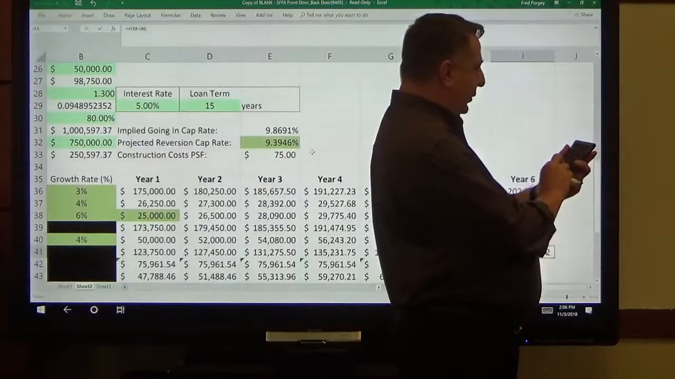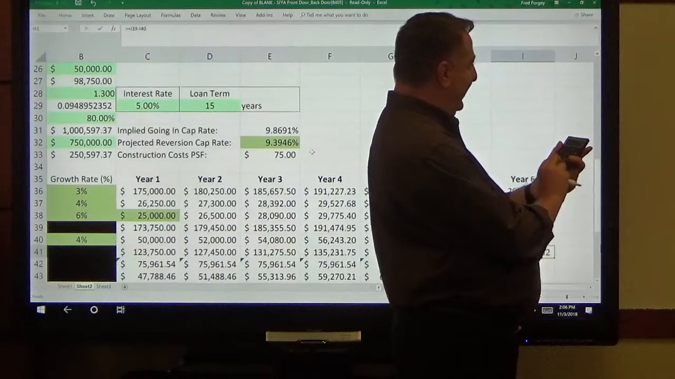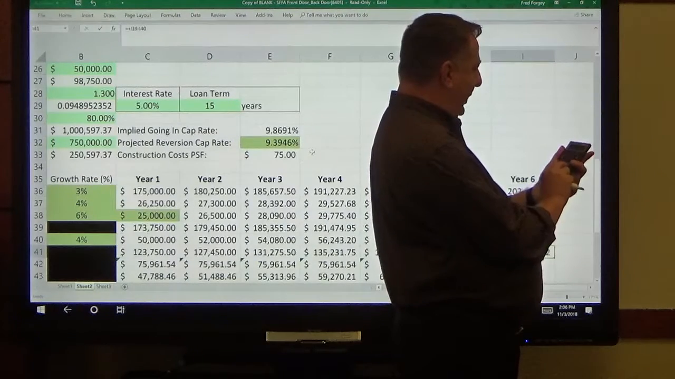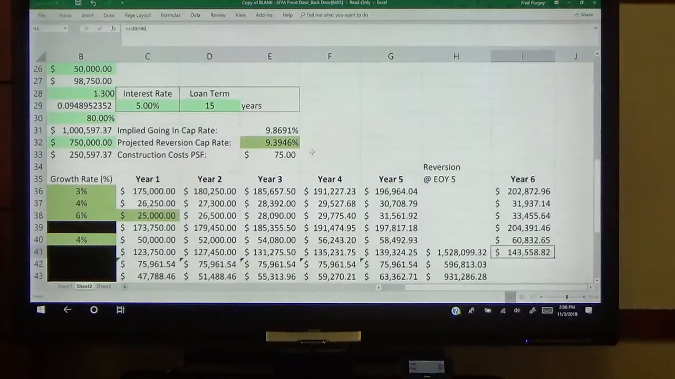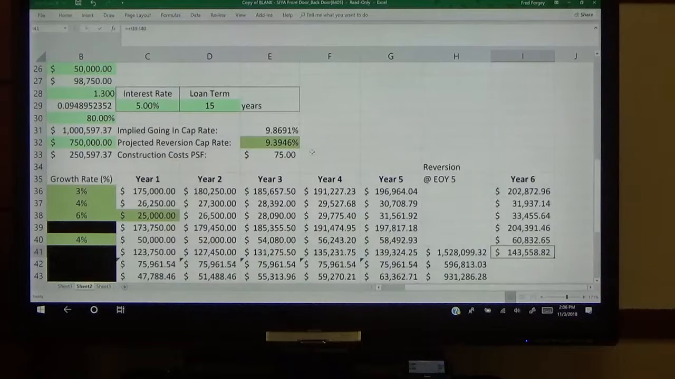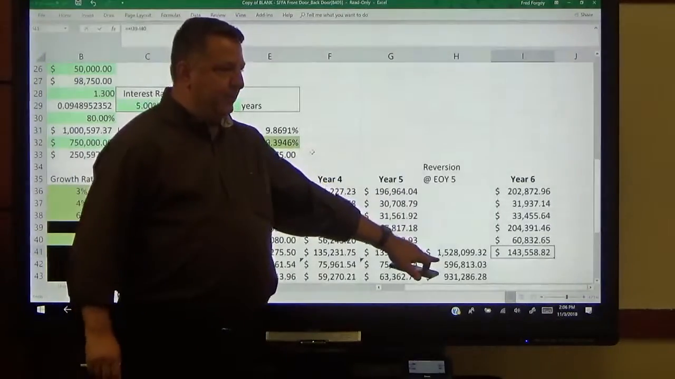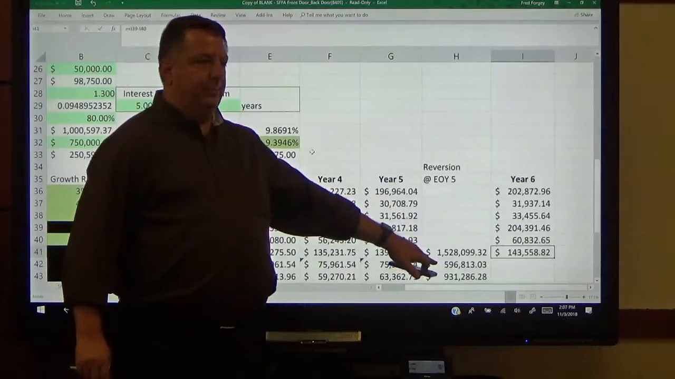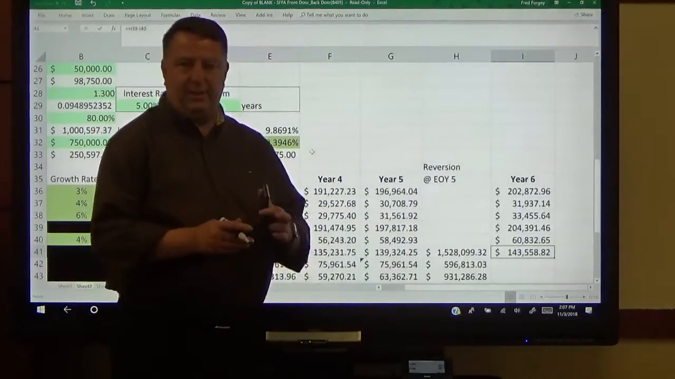Okay, so you would take the 143,558.82 divided by 0.093946. And that gives you then the total reversion that you would need to get of $1,528,099.33, which should match up with this. Okay? That's off a penny, but we can live with that. Okay? All right? Does that make sense?